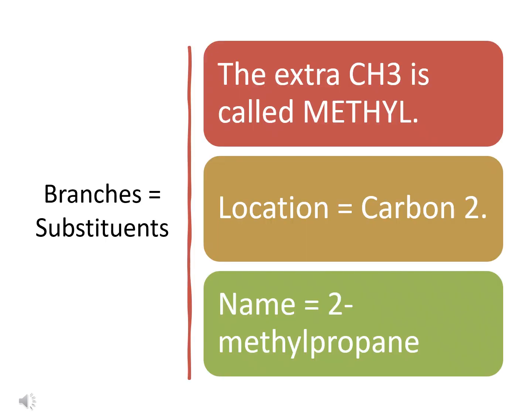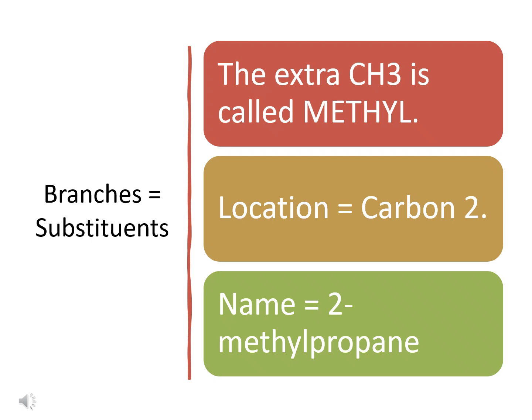Now we get to the big dogs. The branches are called substituents. The carbon sticking off the main chain is called a methyl group. It sits on a carbon number, which is 2. So the full name is 2-methylpropane.